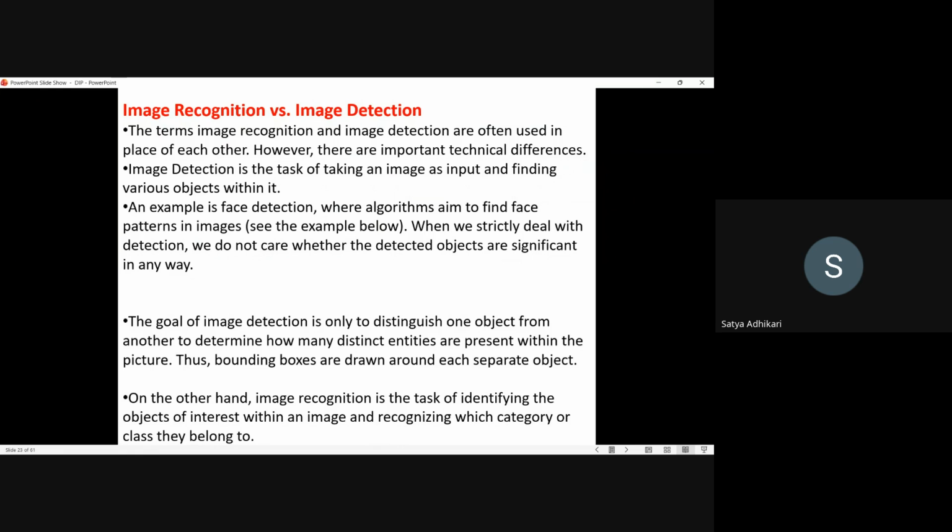But image recognition is the task of identifying the object of interest within an image. It is associated with the object which you are interested in searching for within an image, and recognizing which category or class it belongs to. So image detection is used only to distinguish one object from another, but recognition is to identify the object which you are interested in.